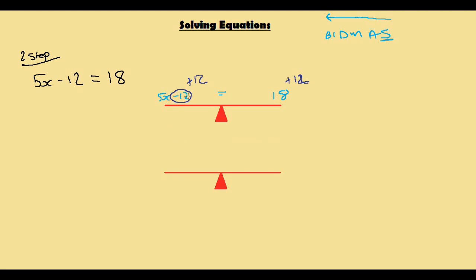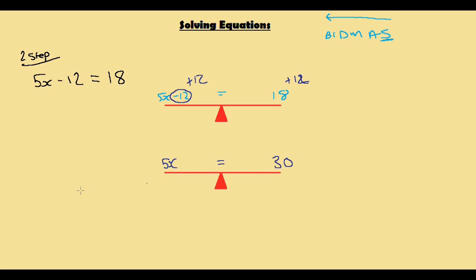And remember, this minus 12 and plus 12 cancel out now, because that was the aim. We were trying to remove the minus 12, so we add 12. So that minus 12 will not be there anymore. And all we have is 5x, and then equals, and remember, it's 18 plus 12. So that makes 30. So at this point, what we've got is the second line of the equation, 5x equals 30.